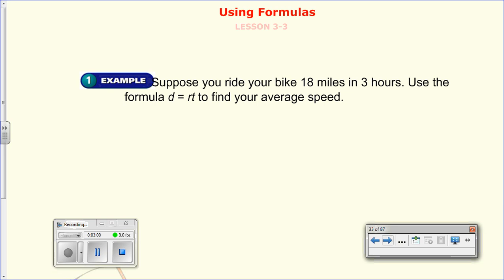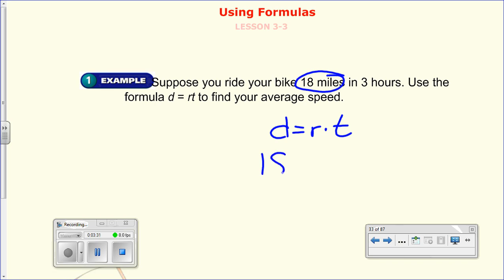Suppose you ride your bike 18 miles in 3 hours. Use the formula D is equal to R times T to find your average speed. So we know what formula they're having us use, the distance one. D is equal to R times T. Now we need to fill in each piece. We have to decide, what did they give us? Well, they gave us 18 miles. You rode your bike 18 miles. So you have to decide, is that the distance, the rate, or the time? If you're talking about going 18 miles, that would be considered D, the distance.